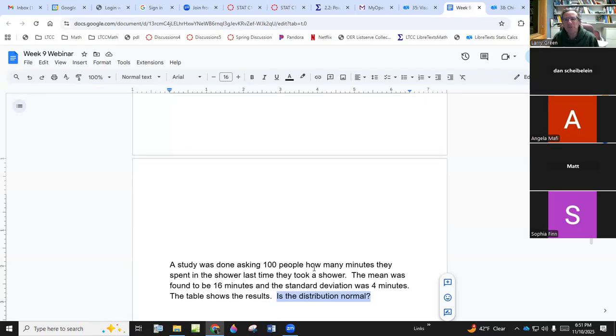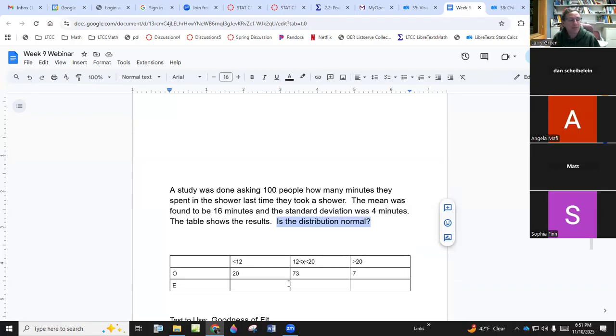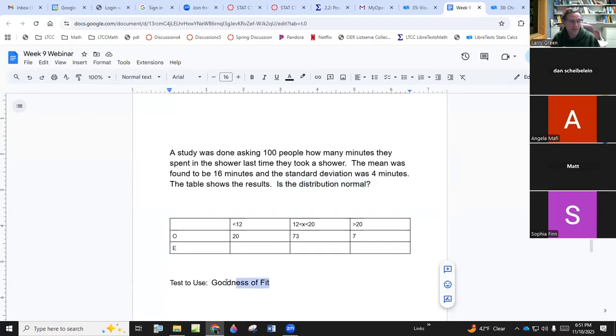Okay, you're saying test for homogeneity, but the problem with test for homogeneity is that it's two different groups, to see if the two groups have the same distribution. We don't have two groups. This is one group, just 100 people, and we want to see if their distribution is normal. Yeah, that's good as a fit, because we have a distribution we don't know, the distribution of shower times, and we have a distribution that we do know, the normal distribution. So this is going to be the goodness of fit test.